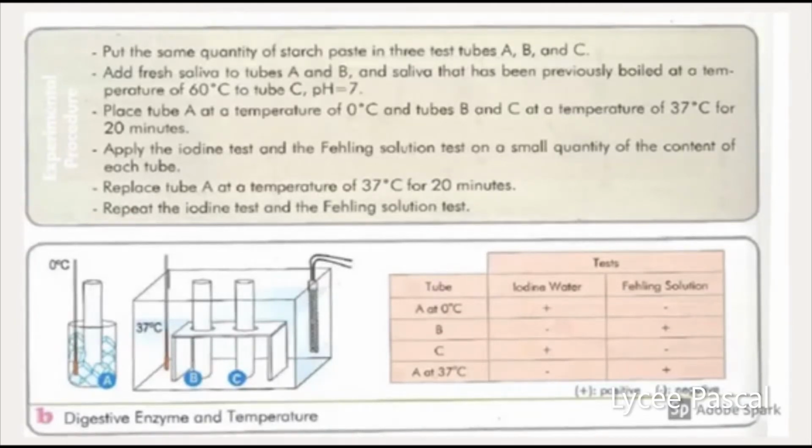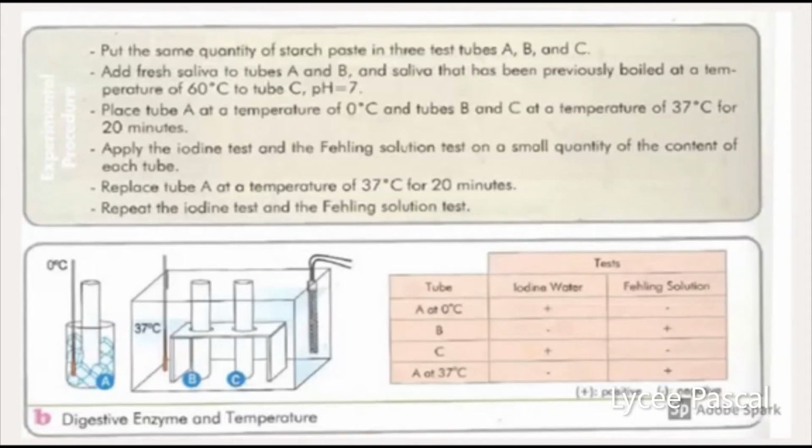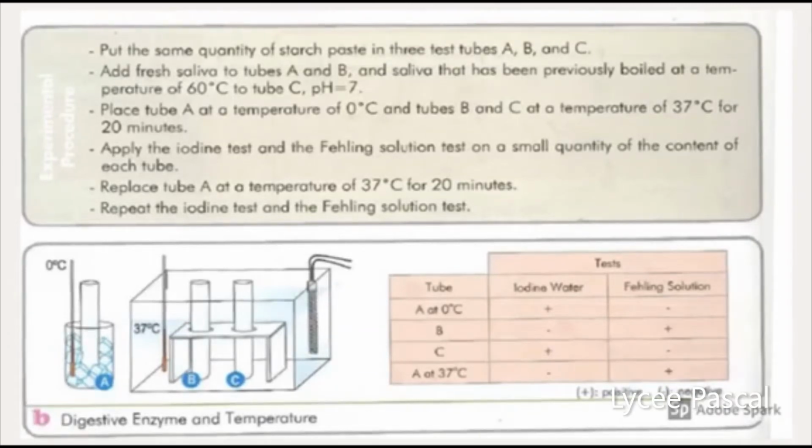We can see that the temperature affects the activity of enzymes at low temperature and at a high temperature. So enzymes at high temperature are destroyed, while at low temperature they are inactive. We are going to see that from the last experiment when we replaced tube A from 0 degrees Celsius to 37 degrees Celsius, how the results changed. With iodine water it was negative, and with the Fehling it's positive, which means that the starch base is broken down into a reducing sugar.